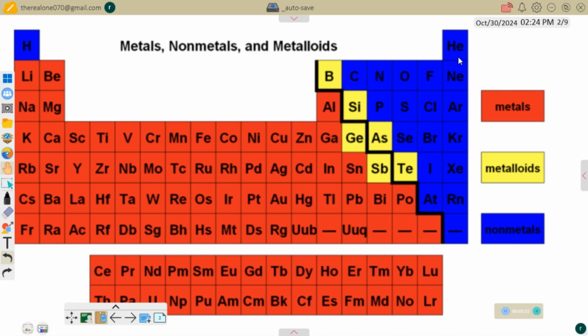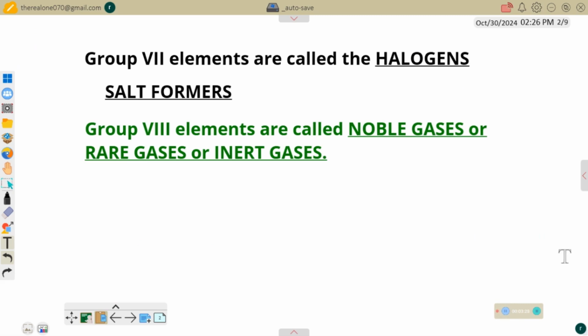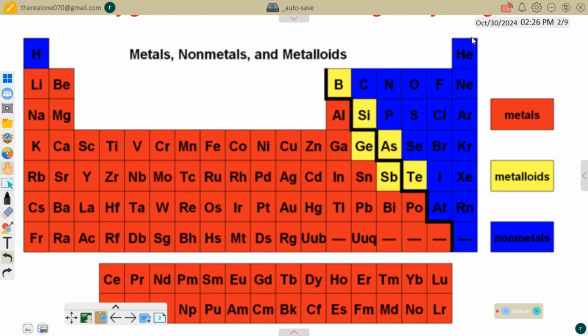Now, the group 8 elements also have their own special name. They are called noble gases, rare gases, or inert gases. They are generally not reactive. That is, they have a stable electronic configuration. Their outermost shell is filled up, so they cannot react with other elements. Let's see examples of them on the periodic table. This is group 8. We have helium as the first, neon as the second, argon, krypton, xenon, and radon. They are all noble gases.